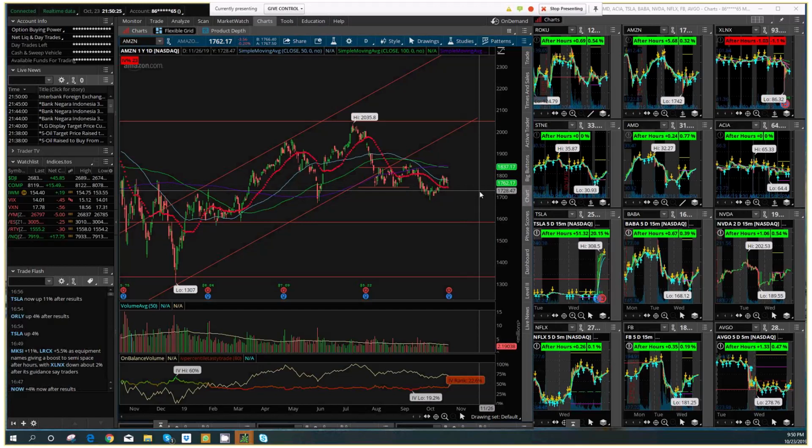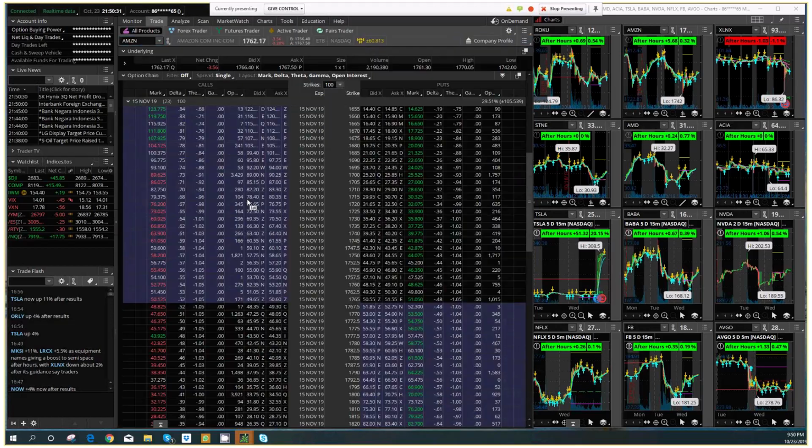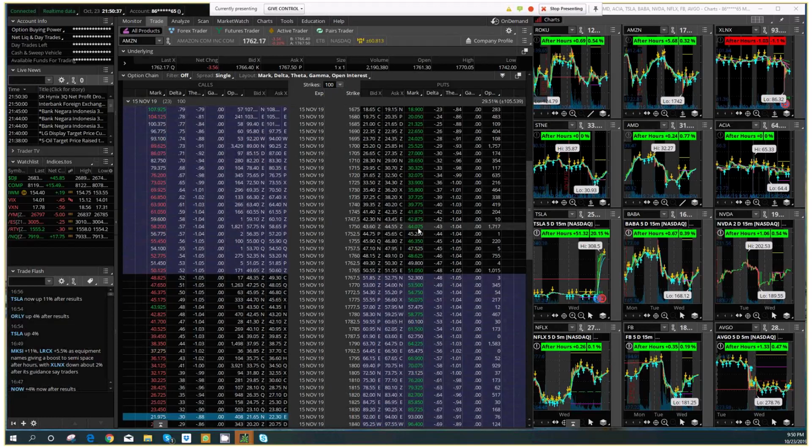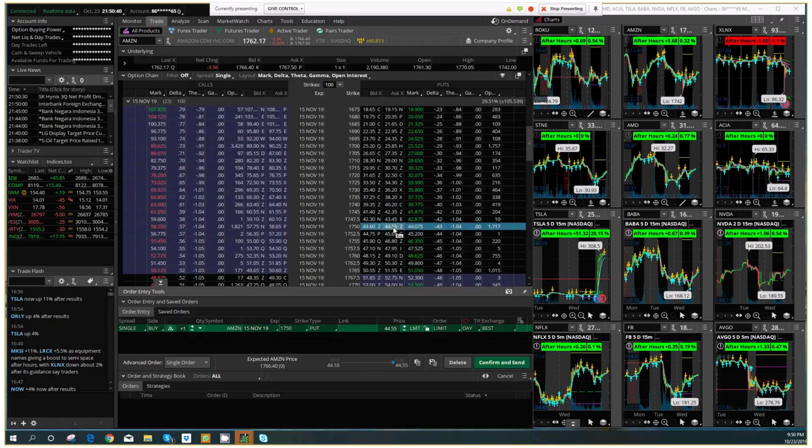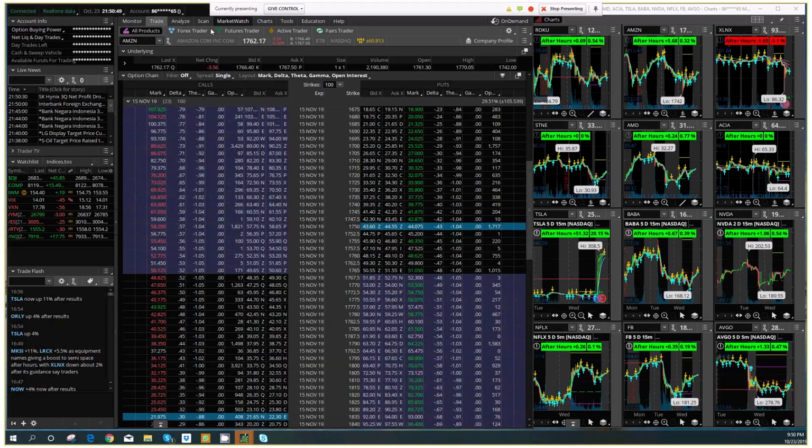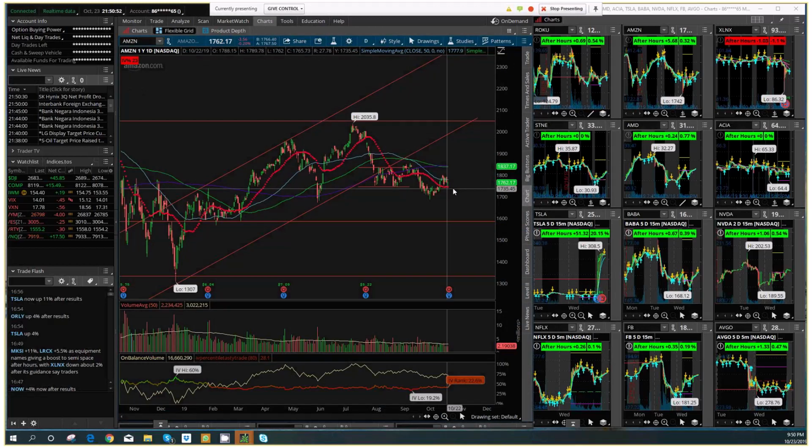I could buy a 1750 put, and I'm protected all the way to zero. Now, a 1750 put roughly on Amazon costs about $4,400 for every 100 shares. You could do that. You could buy this, and you have a put for that price. Again, you can reduce this cost by buying a put spread, and you simply are picking a point where you want protection from, or where you're bearish from.